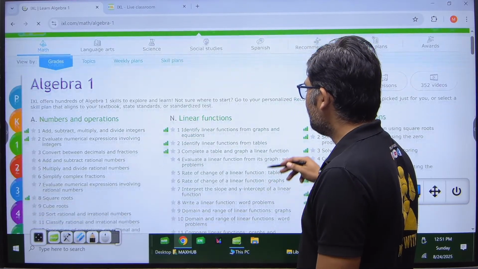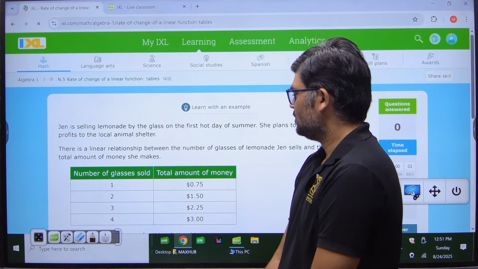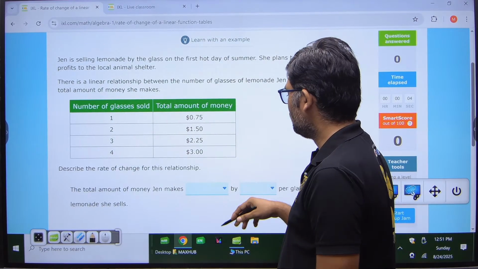Okay, now come to N5. Rate of change of linear functions. Okay, sir. Just let me finish this one question. Okay, okay.